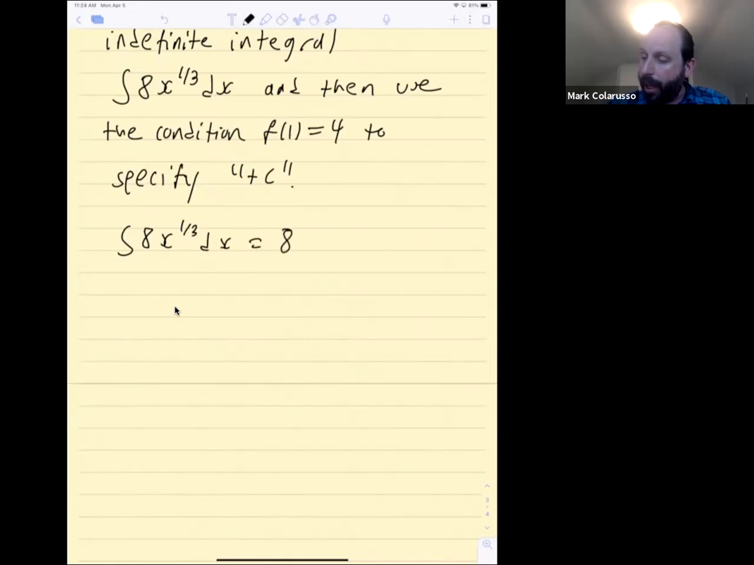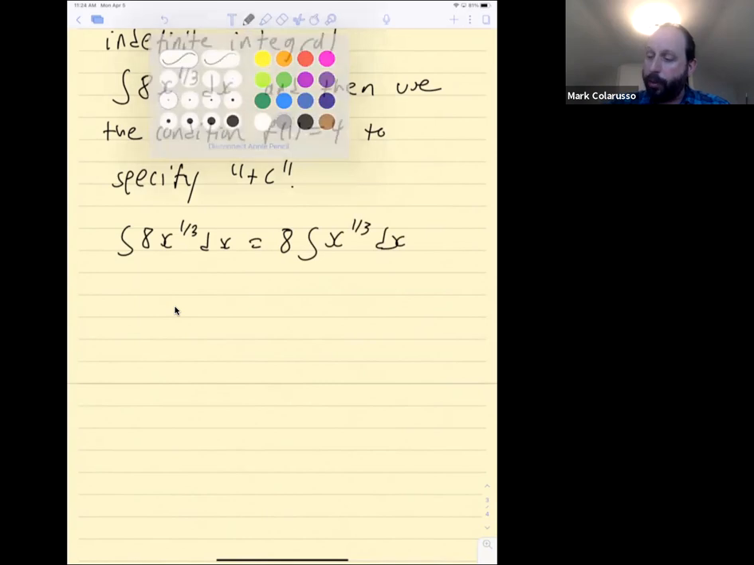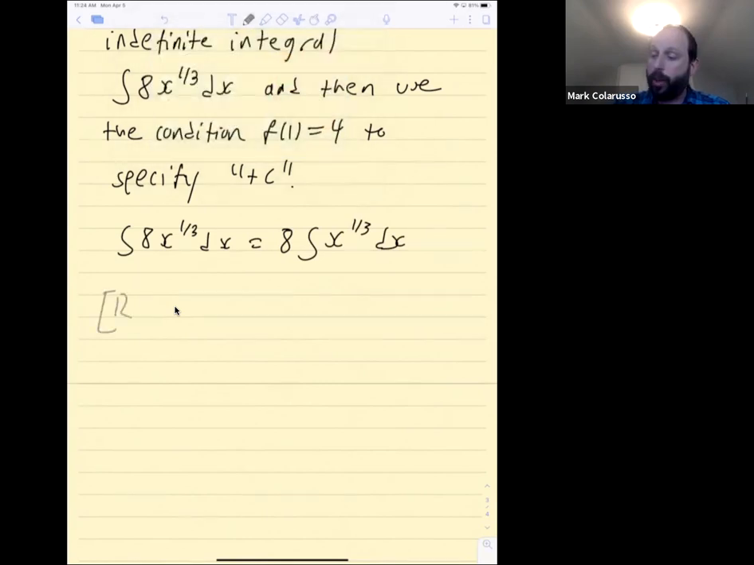We can take out the 8 from the indefinite integral. We talked about that in the last video. And now we remember we have this formula for reversing the power rule, to find any antiderivatives of x to the n.